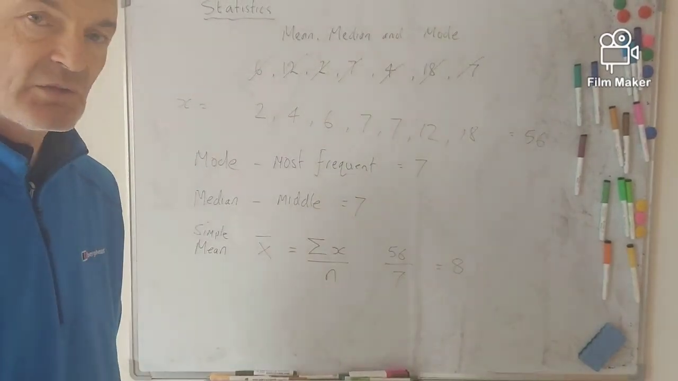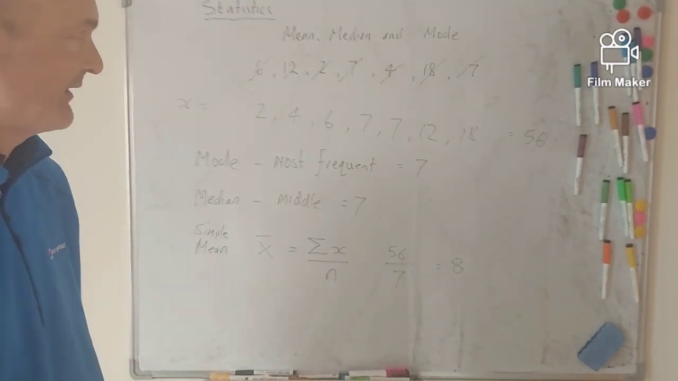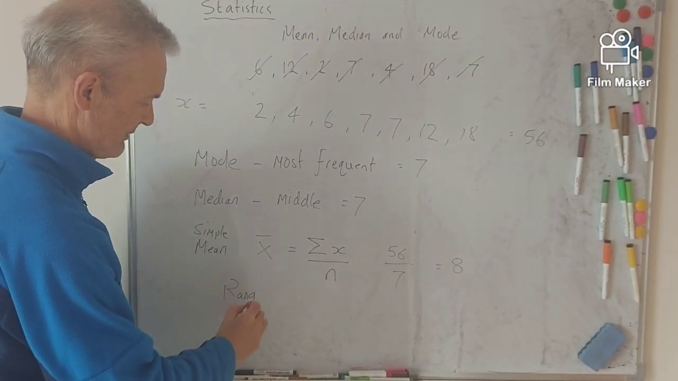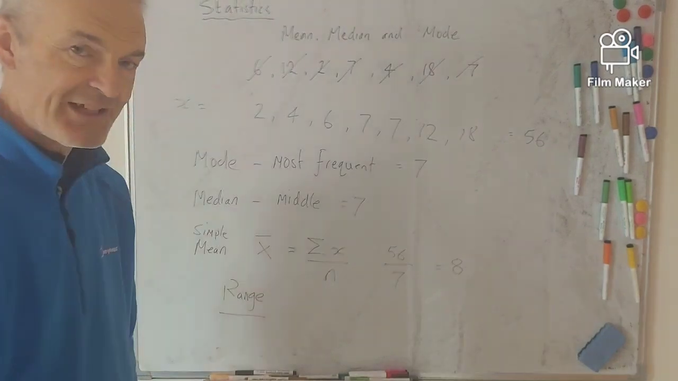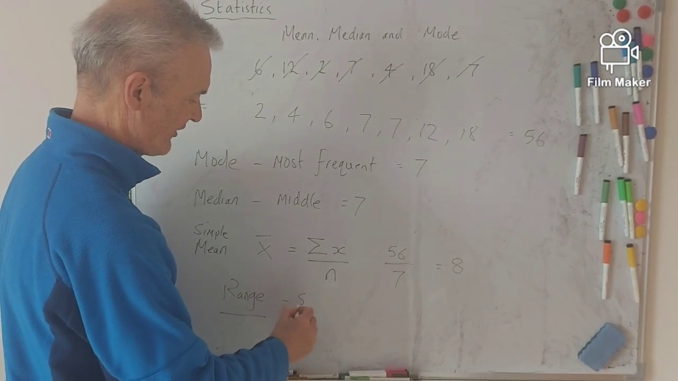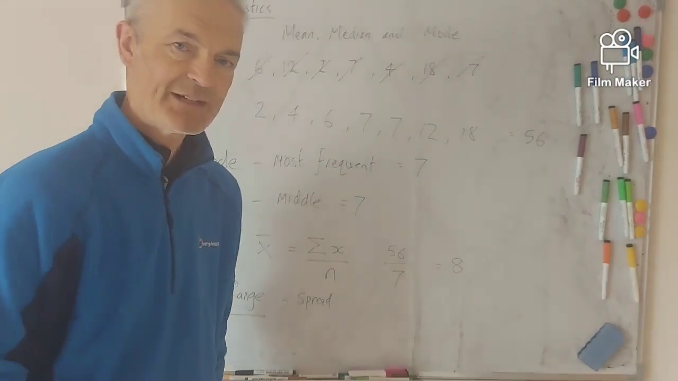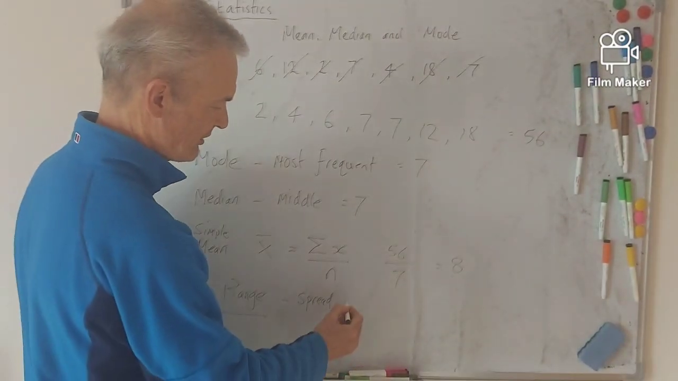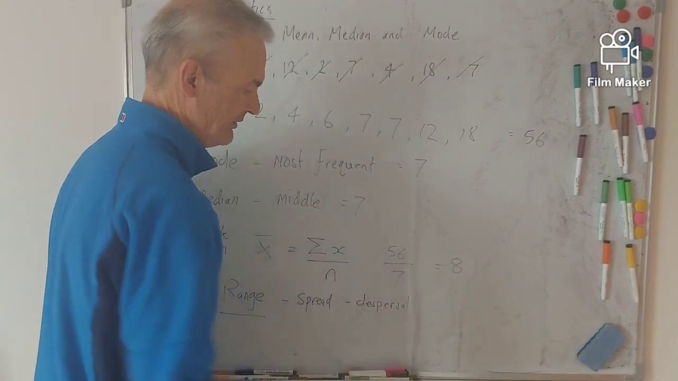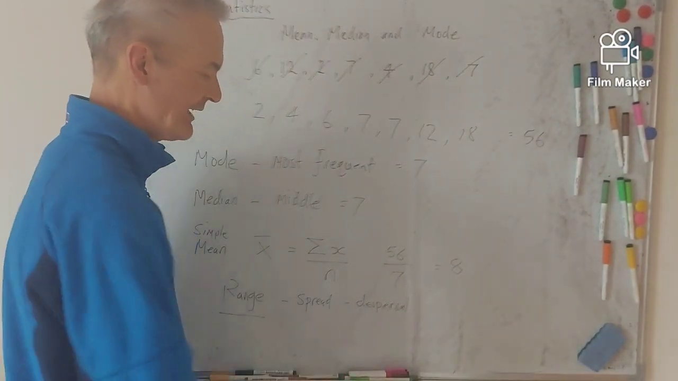I am going to mention one other calculation that we can do with this data, because it tends to come up a lot with this, and that is the range. Now the range isn't a measurement of central tendency, it's a measurement of spread. So it's how spread out the data is. Sometimes dispersal is another word that is used. How dispersed is the data? Okay, so the spread of it, or how dispersed it is.